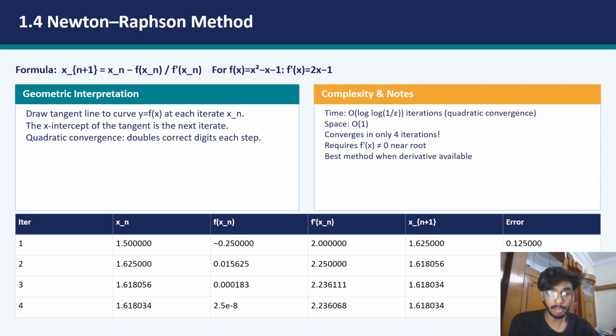We can see in the graph, in the first iteration we get 0.1, in the second iteration we get 1.625, in the third iteration we get 1.6180, and in the last we get the exact 1.618034.